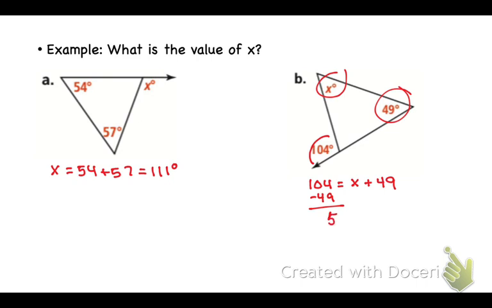So 55. Now, if you forgot that you borrowed your 1 and you brought your 1 down and you told me it was 155, should you know you're wrong? Yes. Okay, questions?